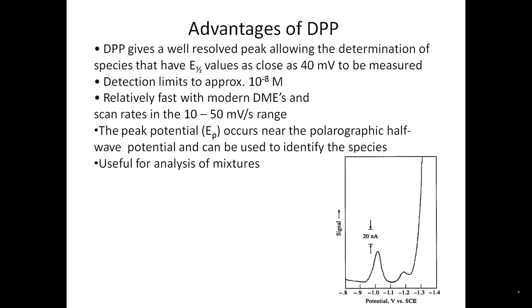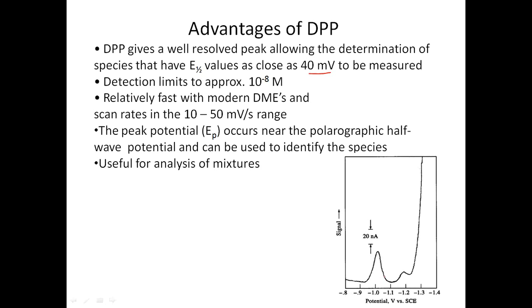The advantage of differential pulse polarography is that it gives a well-resolved peak, allowing the determination of species that have E half values as close as 40 millivolts. That means if you have two species in a sample whose E half values are very close, with a difference of around 40 millivolts, that is 0.04 volts, they can still be resolved.